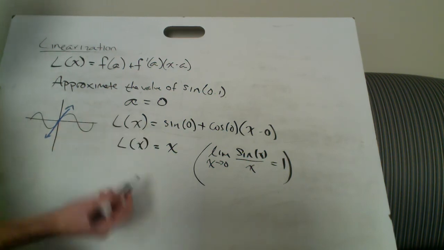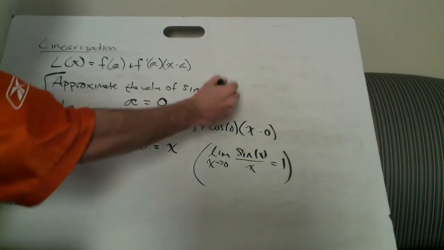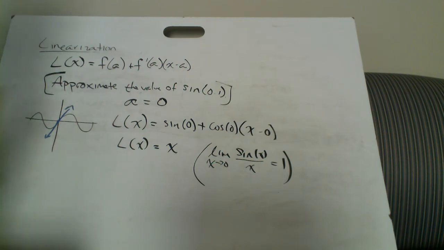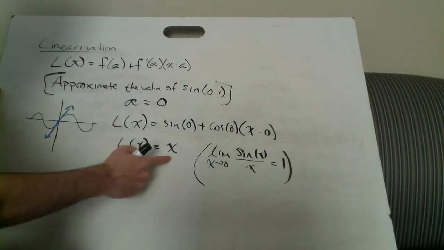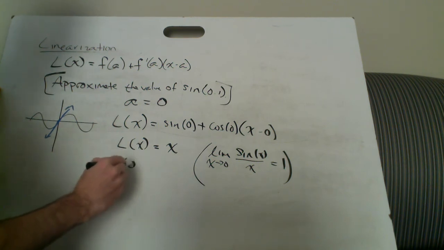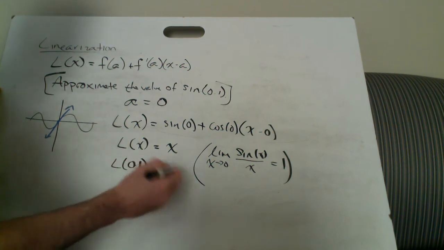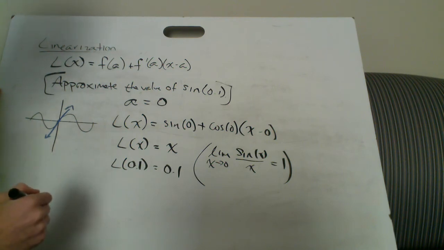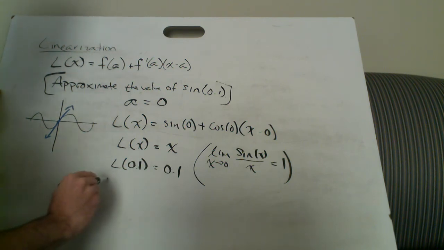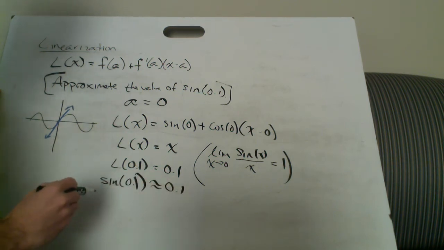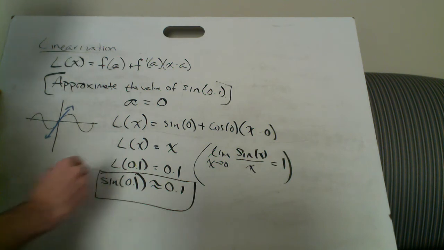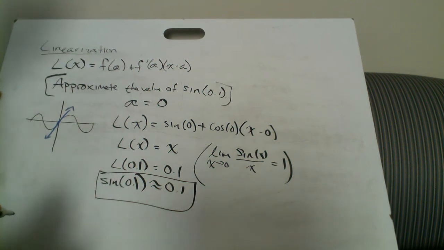Okay, but again, we need to recall what the question is asking. It's asking us to approximate the value of sine 0.1, and to do that, we'll use our linearization model, and we'll plug in the value 0.1, and we'll get out 0.1. So our conclusion here is that sine of 0.1 is very nearly 0.1. That's our approximation. Great.